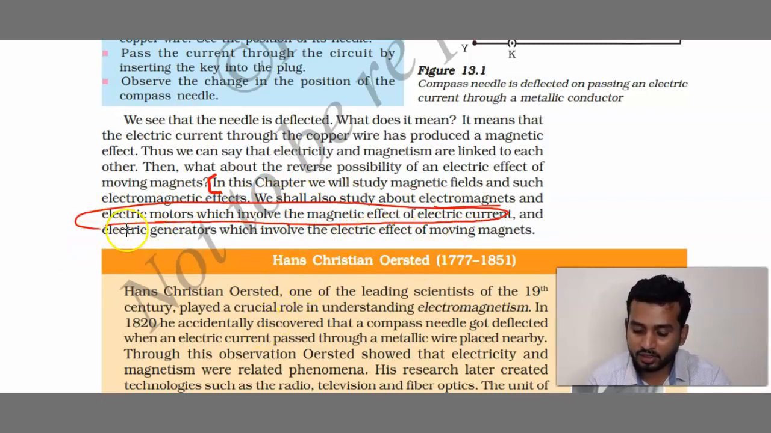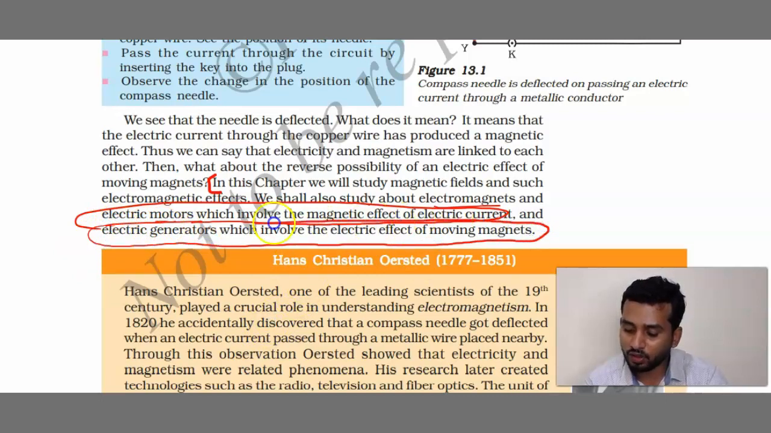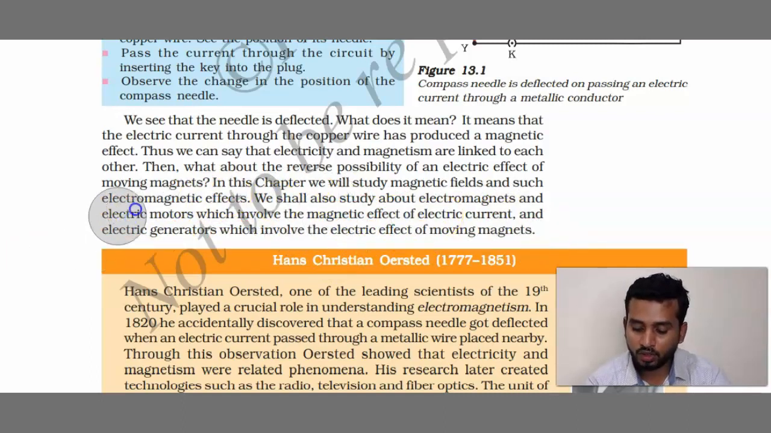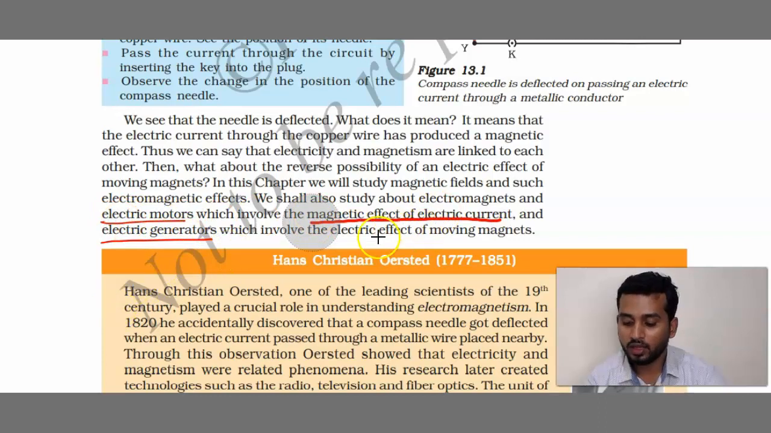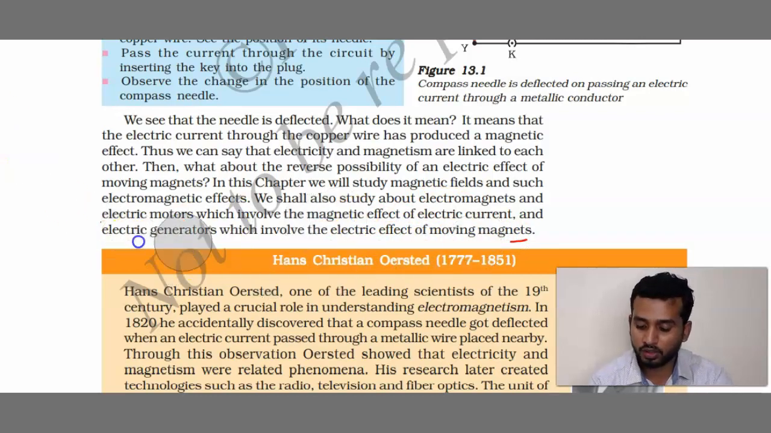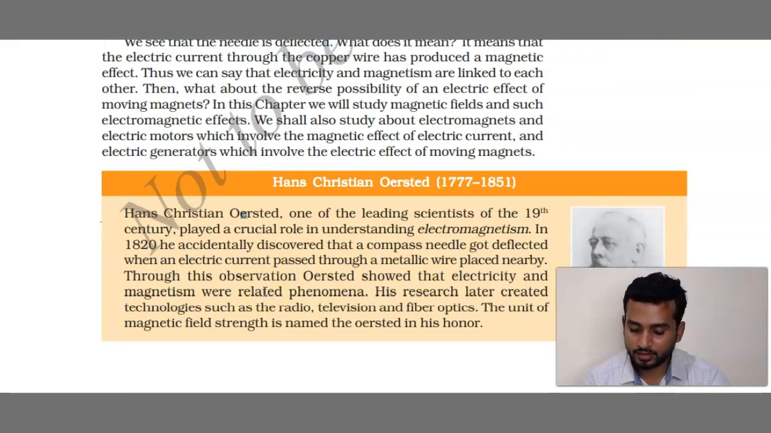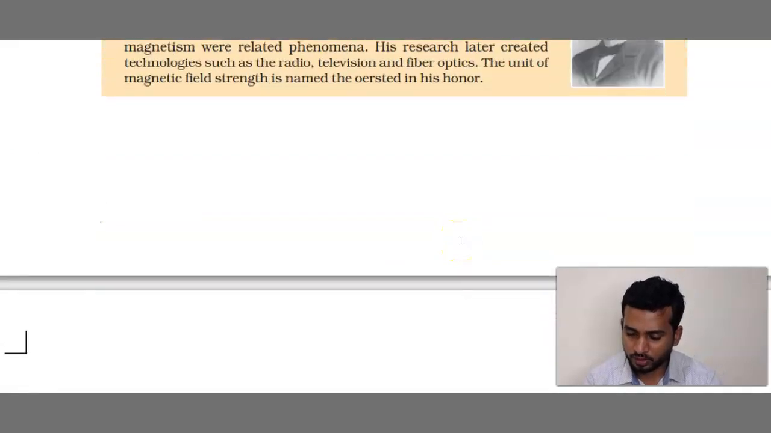And electric generators. We have one is motor and the other one is generator, which involve electric effect of moving magnets. So you should not forget both sentences. Understood? What does an electric motor involve? Magnetic effect of electric current. But what do electric generators involve? Electric effect of moving magnets. So this is the important point you need to remember. Okay. Next, you can just study this information.